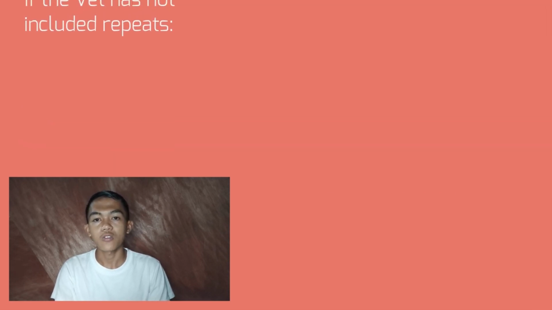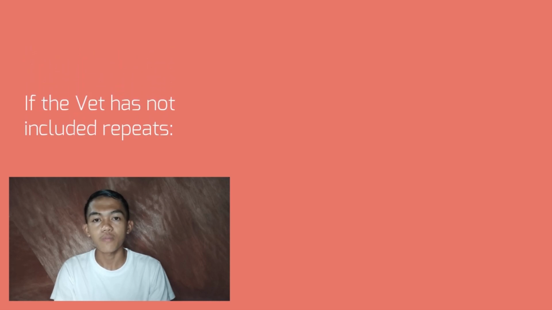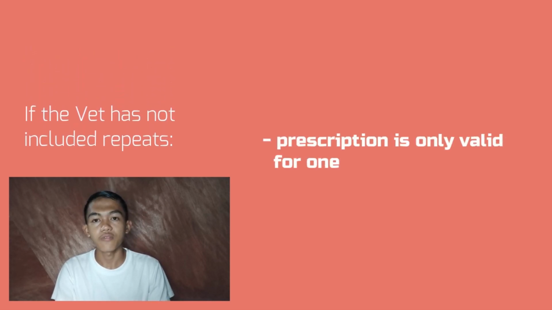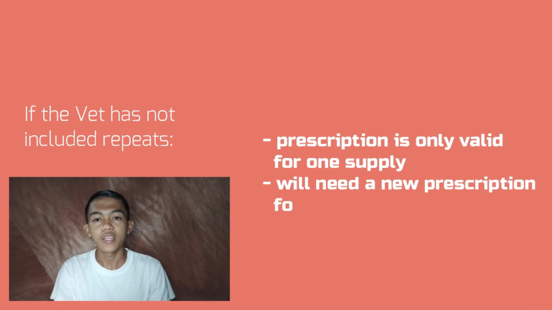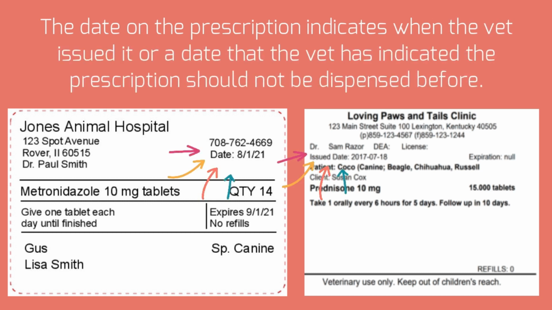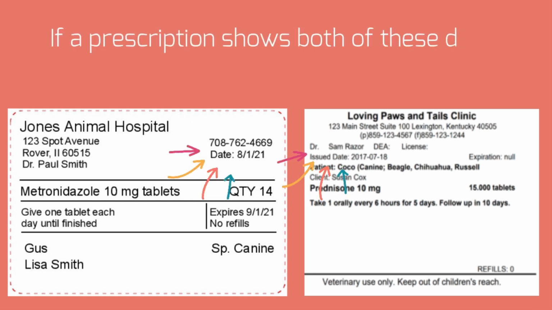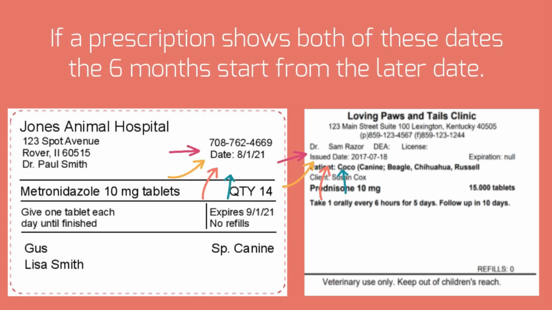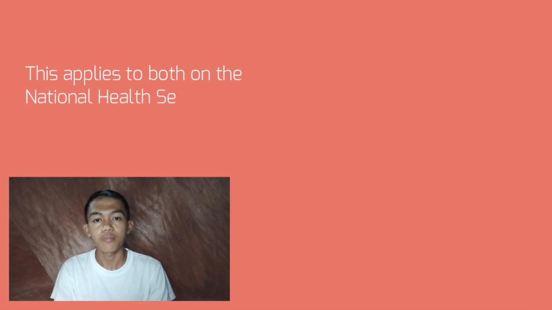If your vet has not included repeats or has specified no repeats, then the prescription is valid for one supply only, and we will need a new prescription for your next order. The date on the prescription can be the date it was signed by the health professional who issued it, or a date the health professional has indicated the prescription should not be dispensed before. If the prescription shows both of these dates, the 6 months start from the later date. This applies to medicine prescribed both on the National Health Service and privately.